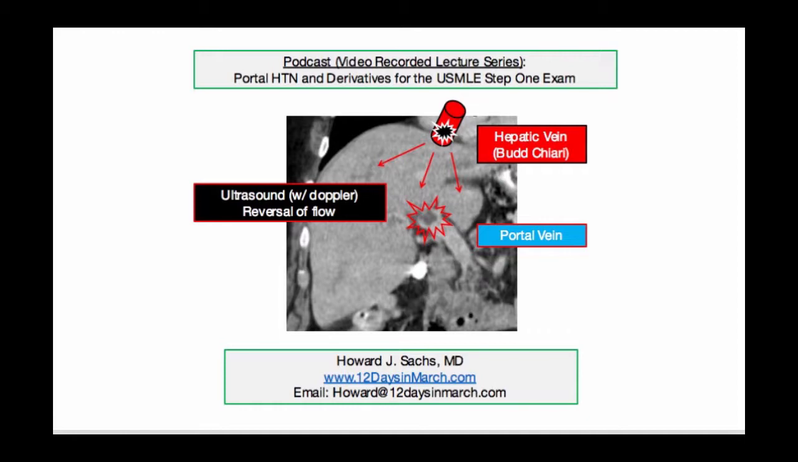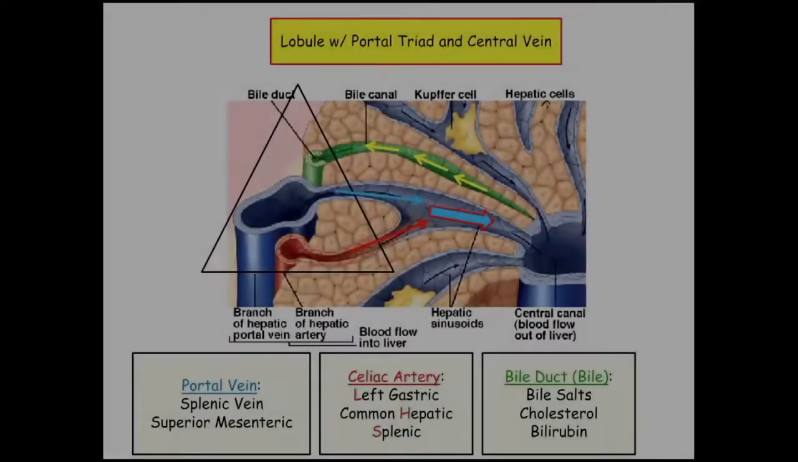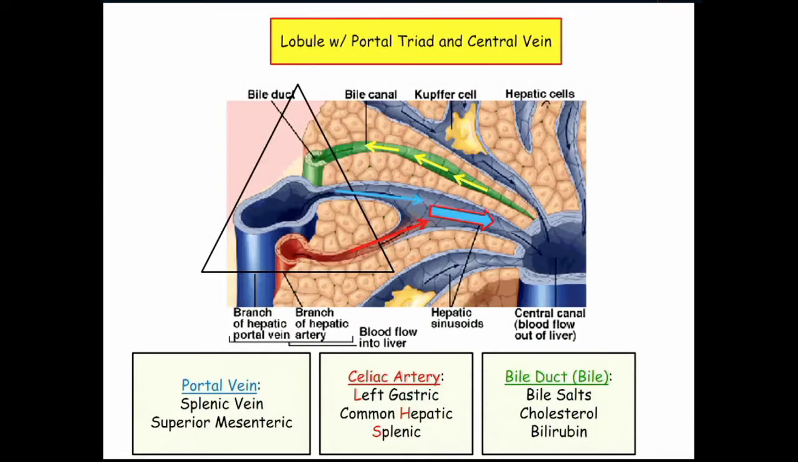In this edition, we will focus on the portal circulation and derivatives you will need to know for the USMLE Step One exam. So this is it. This is the liver. Got it?